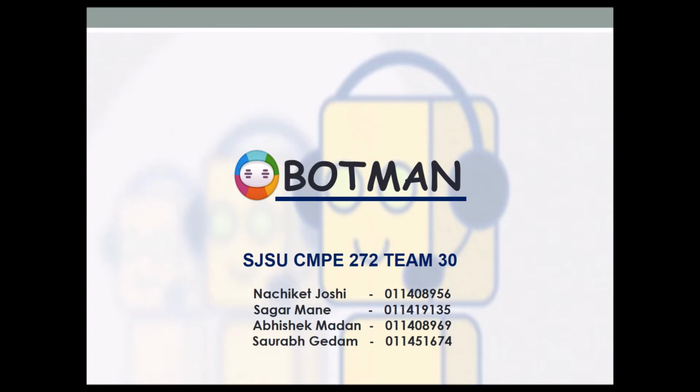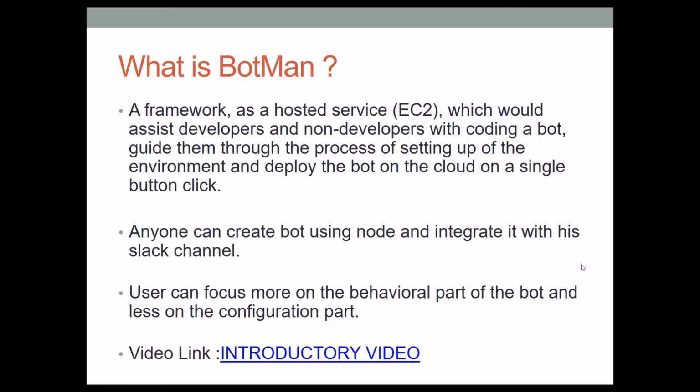Let's quickly take a look at what Botman is, how it really works, and how you can use it to deploy your bots. So Botman is a framework to help you host and deploy your bots on the cloud so that they can be available 24/7. So it essentially helps you save effort and time on deploying your bots on the cloud.